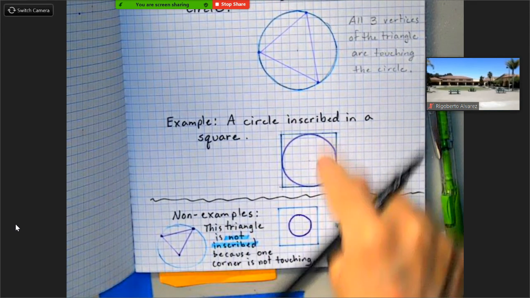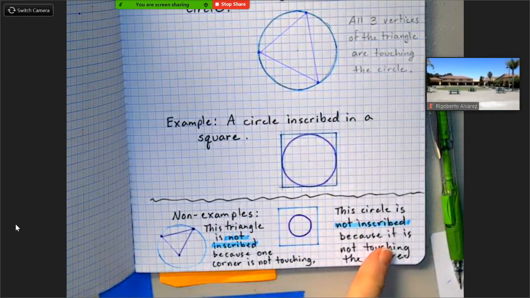Okay, so these are good examples. These are bad examples. These are not inscribed. And these are examples of an object inscribed. All right, that's it. That's your notes.